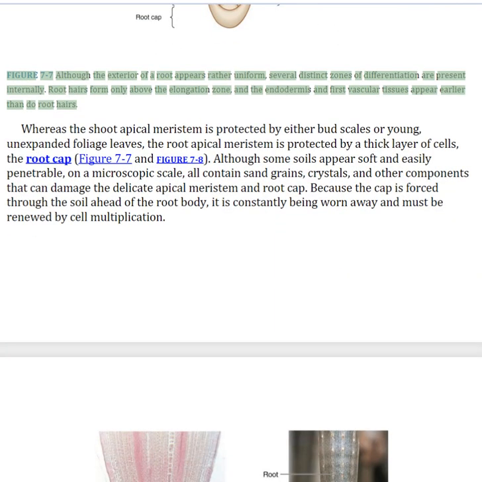Figure 7.7 Although the exterior of a root appears rather uniform, several distinct zones of differentiation are present internally. Root hairs form only above the elongation zone, and the endodermis and first vascular tissues appear earlier than do root hairs.